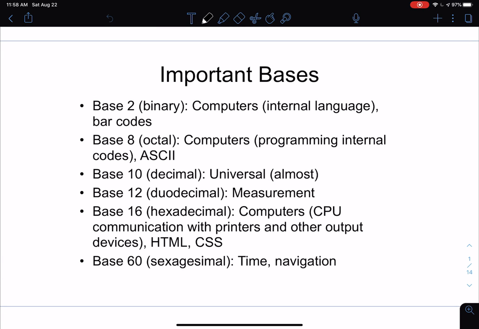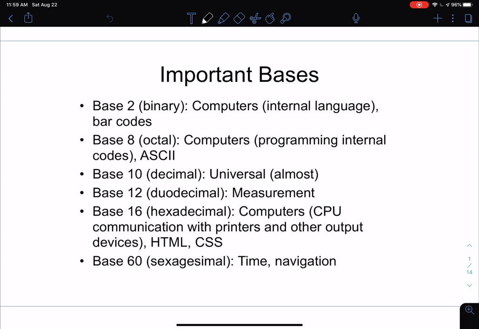Now some important bases that you can see elsewhere besides the base 10 that you're used to are base 2, binary. I keep referring to that. It's the internal language of computers. Also can be the language for barcodes, which we're going to talk about in another unit down the road in this course. Binary, you got zeros and ones. Another, you might see base 8 when looking at computers again, or if you're looking at ASCII code. That's also considered octal. Of course, base 10 is our decimal system.